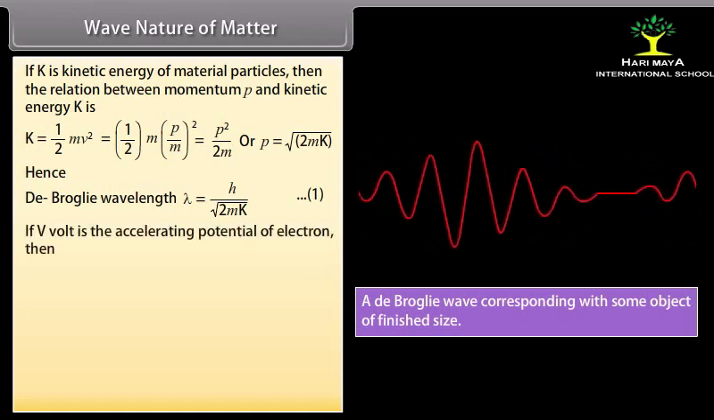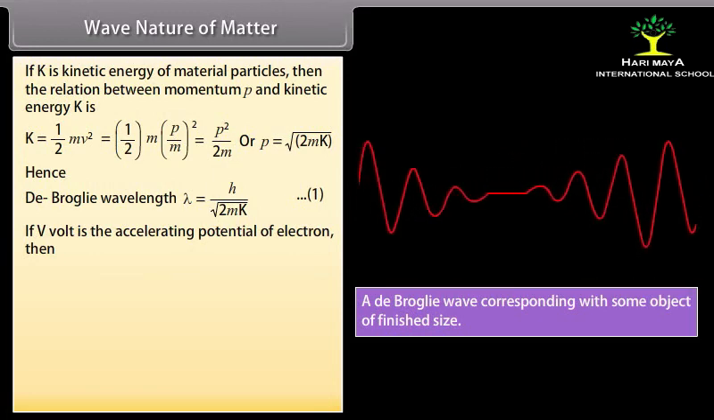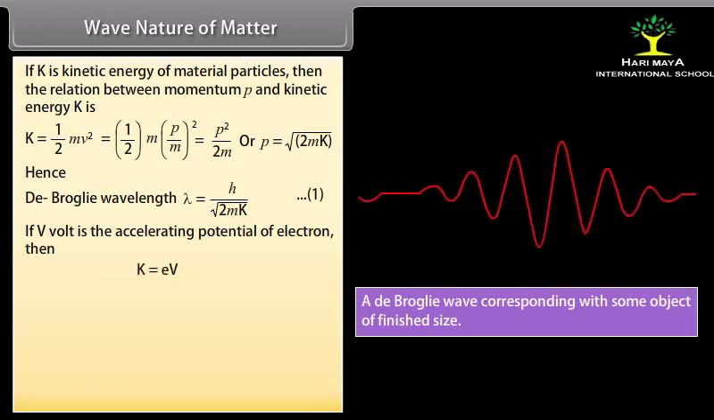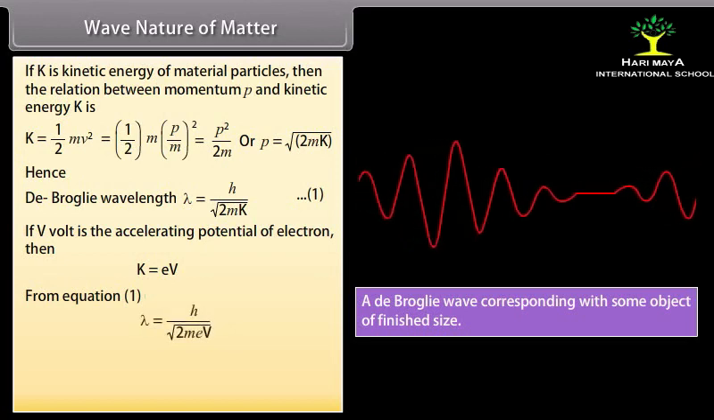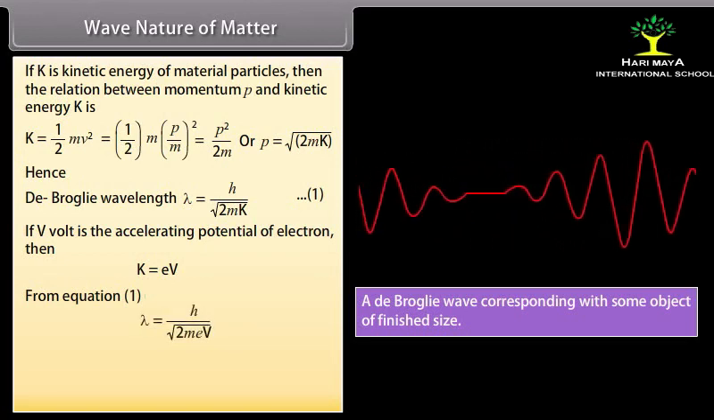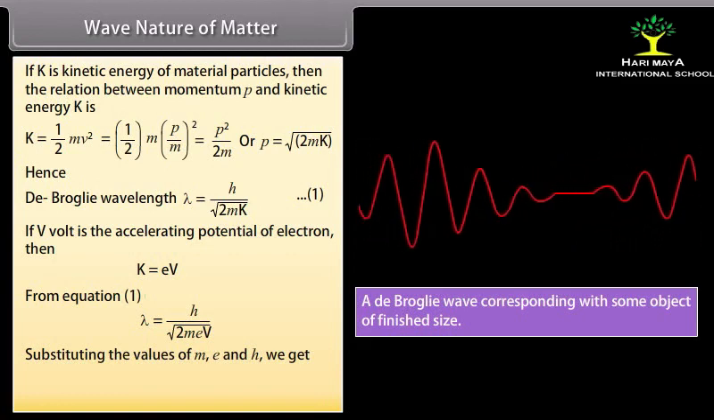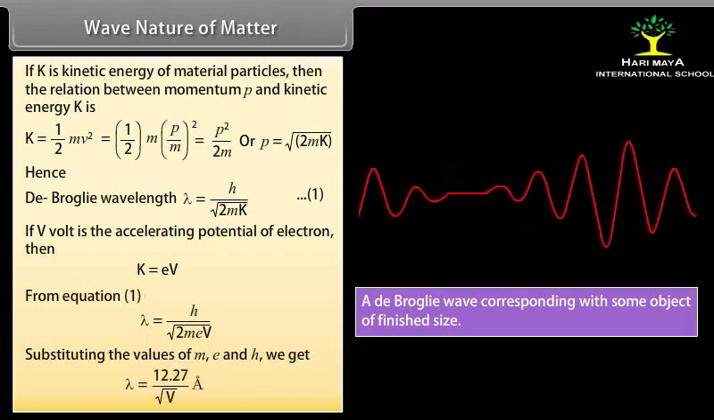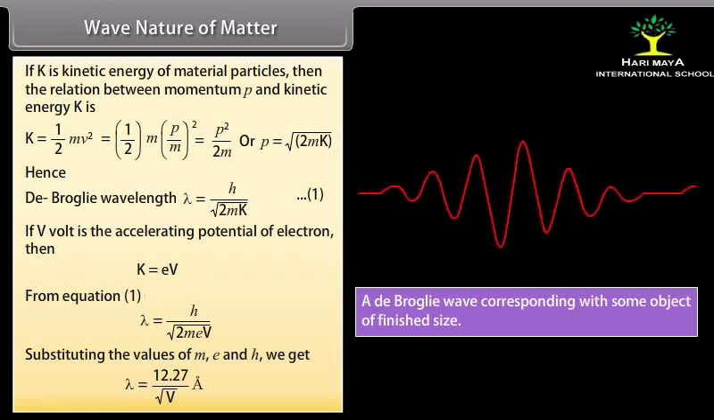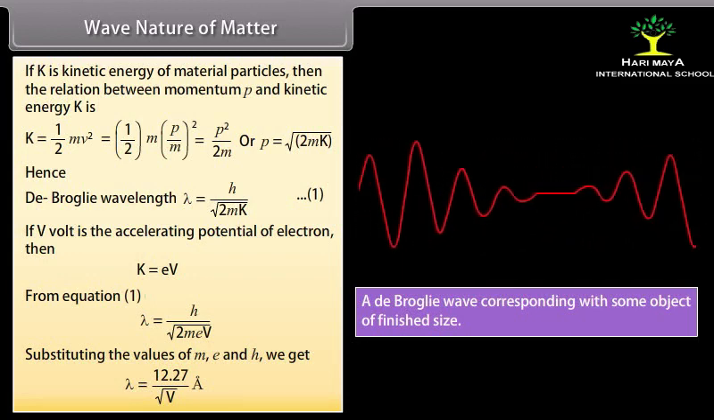If V volt is the accelerating potential of an electron, then K = eV from equation 1. Lambda = h/square root of 2meV. Substituting the values of m, e and h, we get lambda = 12.27/square root of V angstrom.